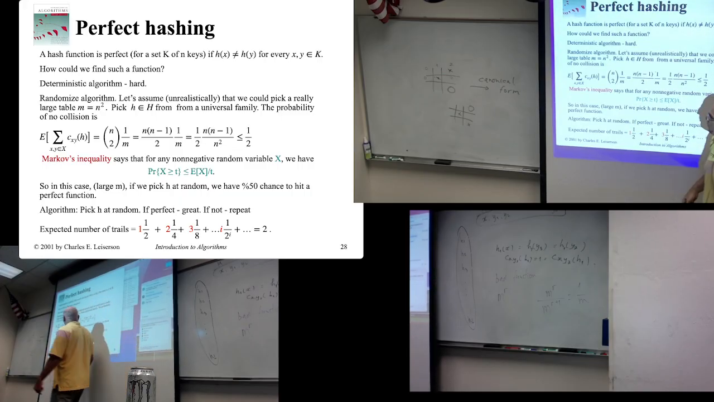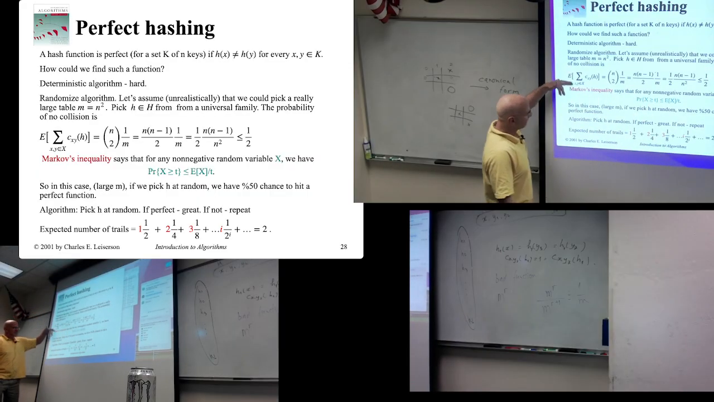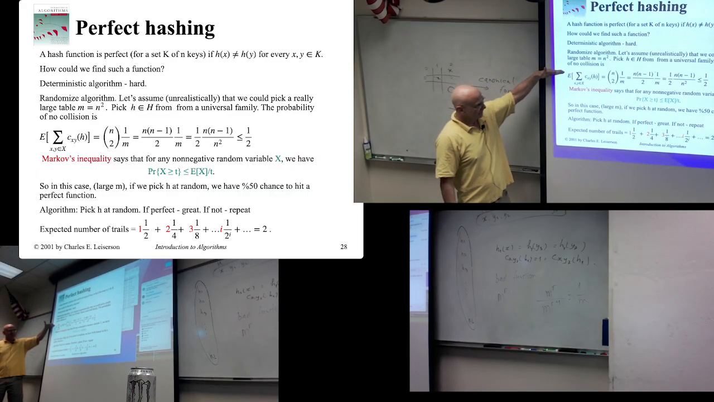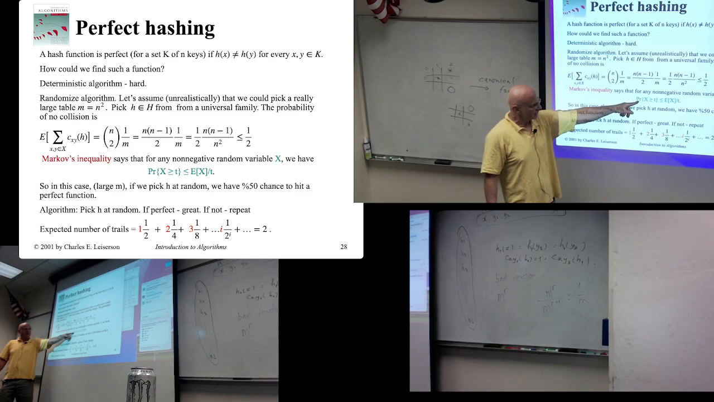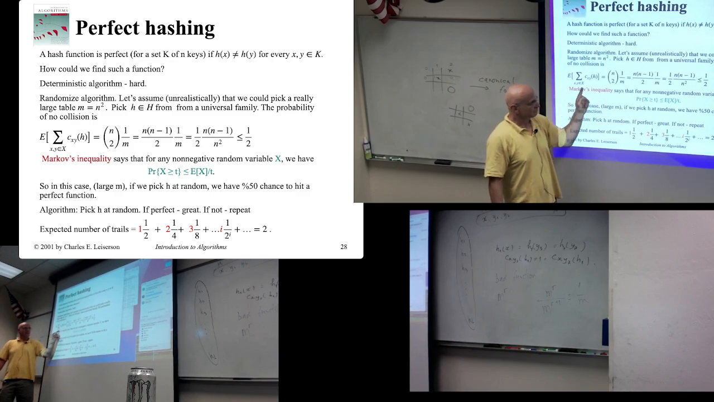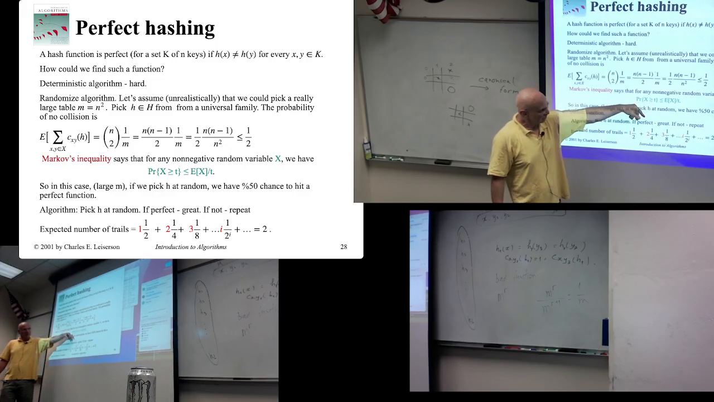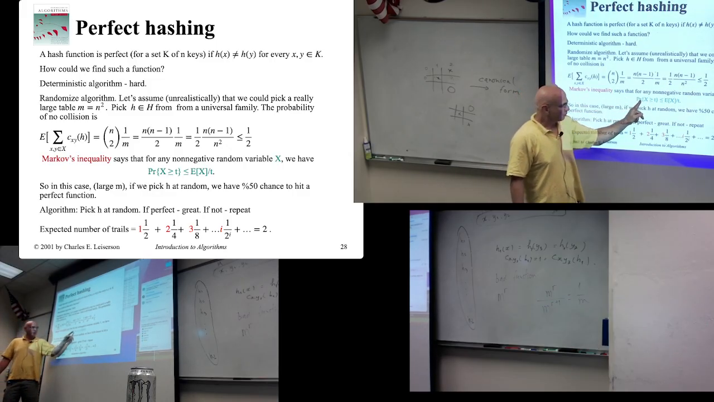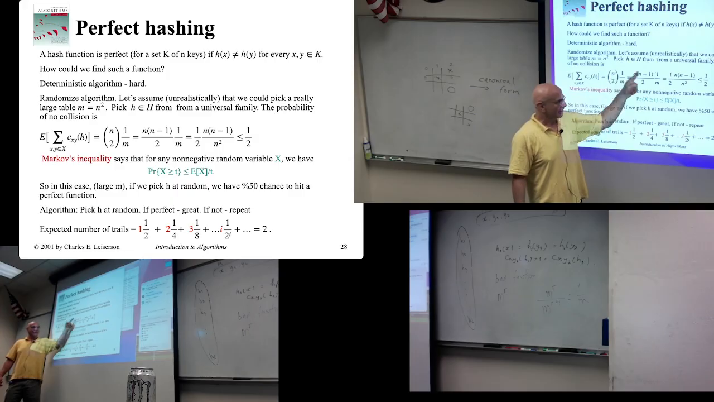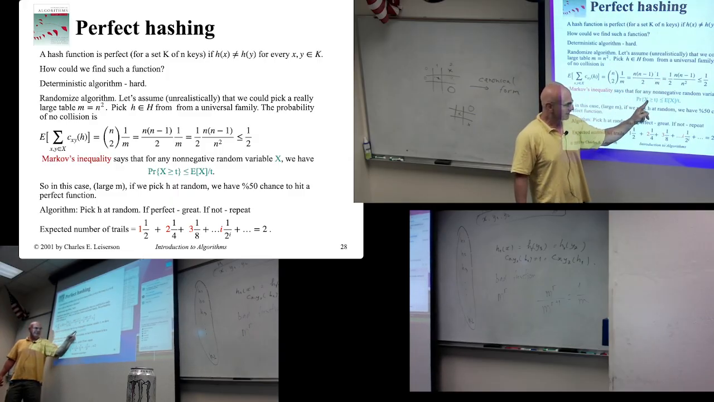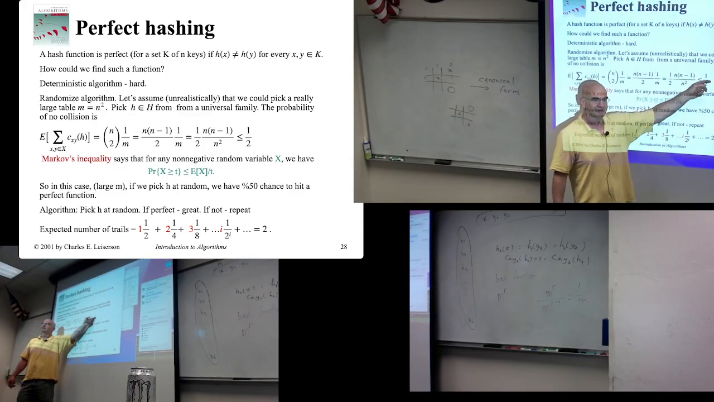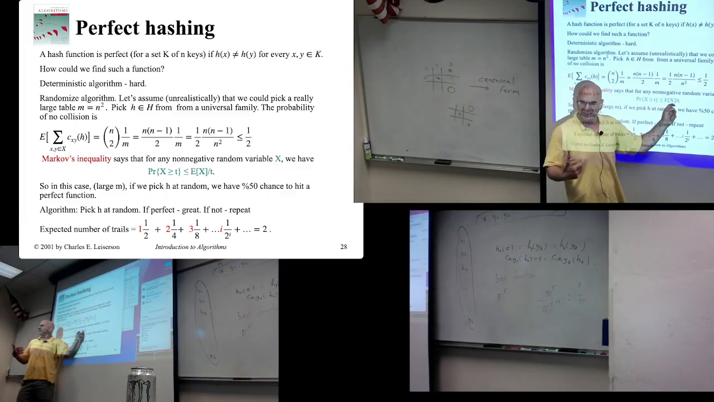Now, what does it mean algorithmically? It means that if I pick my hash function at random and use Markov's inequality, which I'll mention a bit more next meeting, Markov's inequality will tell me that the probability that you're getting one collision or more, that there is any collision, is less than half.